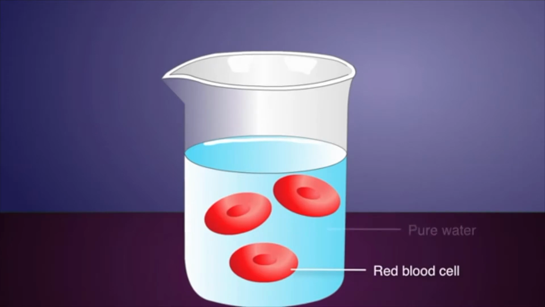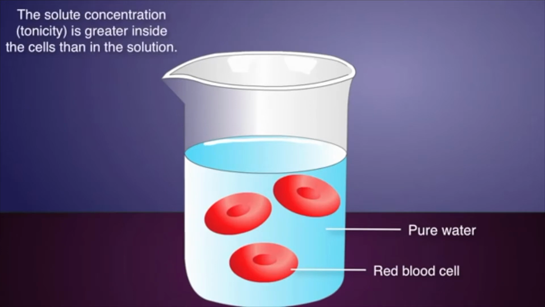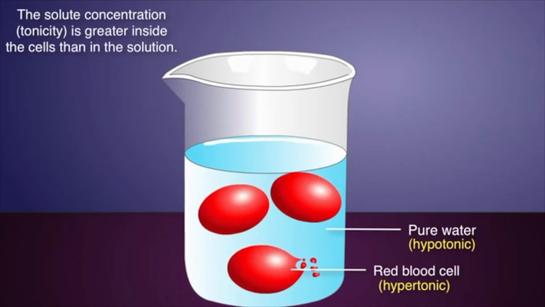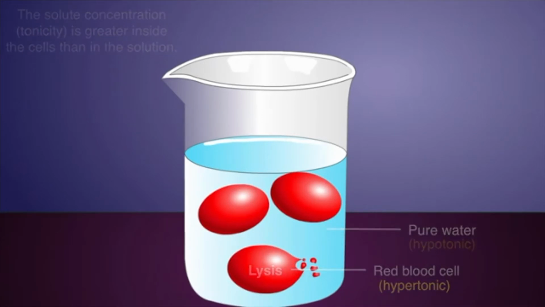To demonstrate tonicity, let's place some red blood cells in a beaker of water. Here the solute concentration is greater inside the cells than in the surrounding water. In other words, the contents of the cells are hypertonic in relation to the hypotonic concentration of the water. Because there is a higher concentration inside the cell, in order to reach equilibrium, the water will move inside the cell, causing it to swell and sometimes burst.